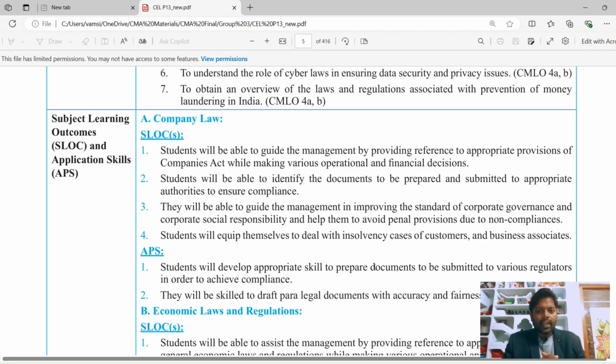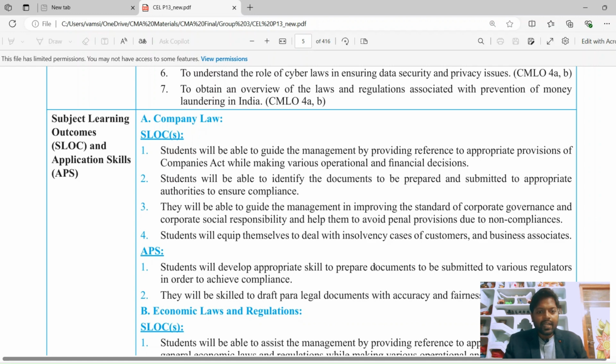Number three, they will be able to guide the management in improving the standard of corporate governance and corporate social responsibility, and help them to avoid penal provisions due to non-compliances. Students will gain knowledge about the CSR program, which companies are eligible for the CSR program, and which companies should follow it. If any company violates the rules and regulations given in the CSR program, they have to face some penal provisions. Law students who have completed their law gain the knowledge of keeping the company away from penal provisions. That's it.